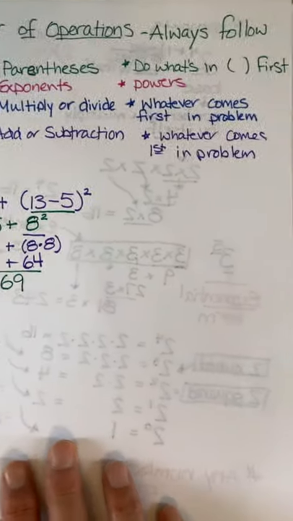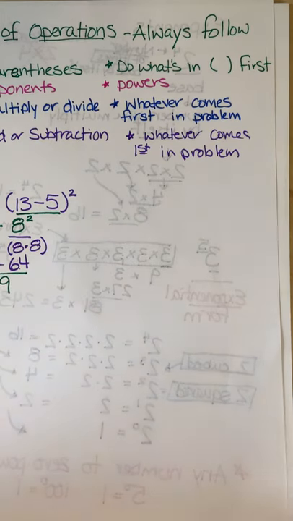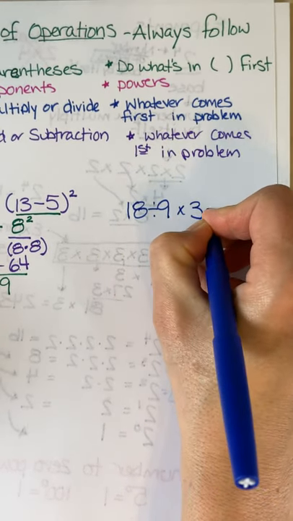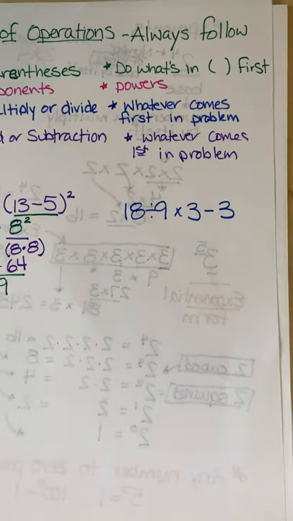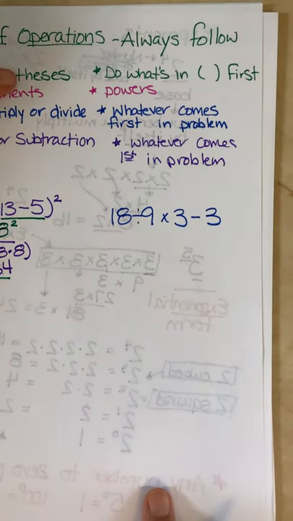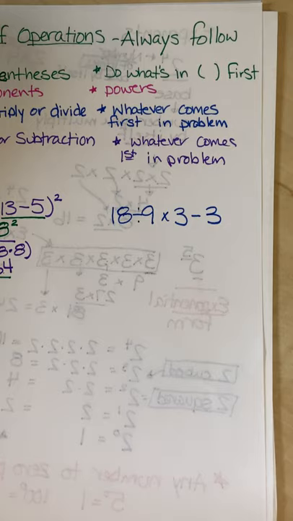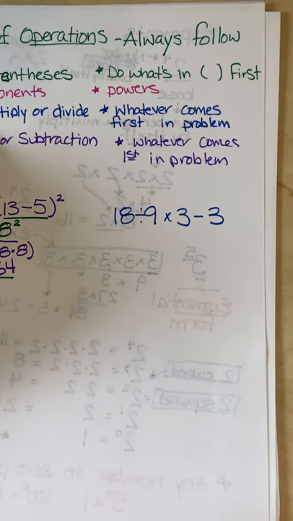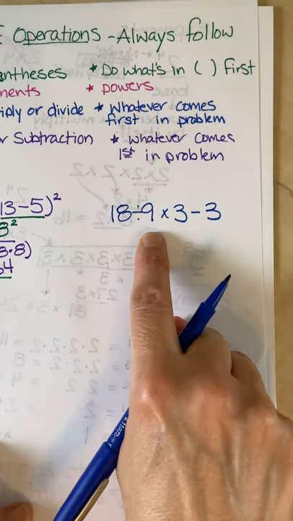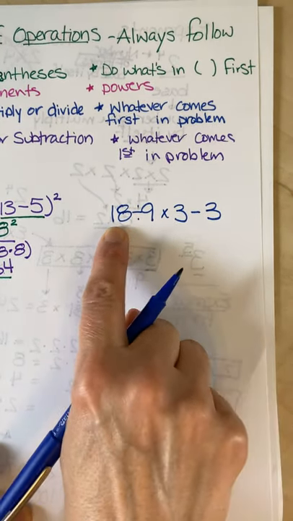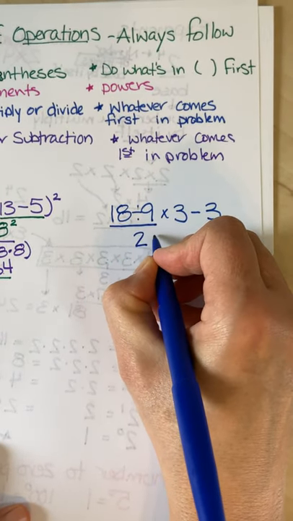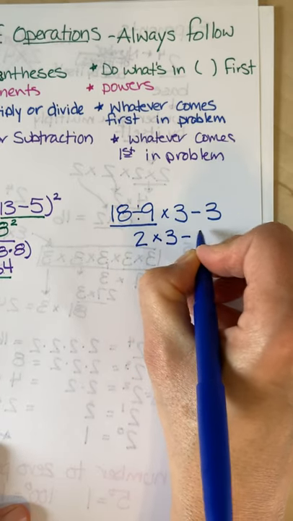Let's try another one. Let's say that I have 18 divided by 9 times 3 minus 3. I'm going to look for parentheses. I don't have any. I'm going to look for exponents. I don't have any. So I go on to step 3. Step 3 would be multiply or divide, whatever comes first. If I multiply this out, I can't do this problem. It has to be this part. So I would do 18 divided by 9 is 2, then just rewrite everything else, times 3 minus 3.